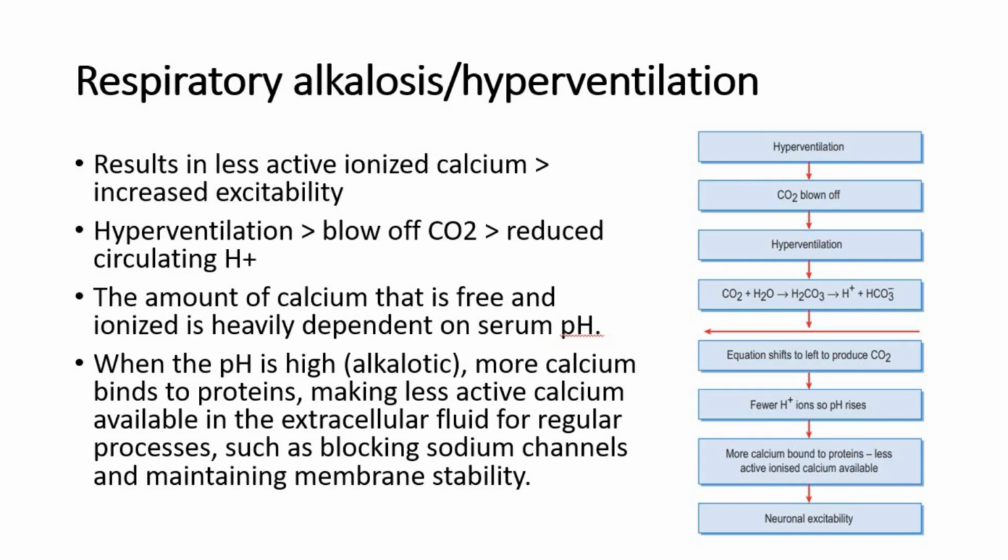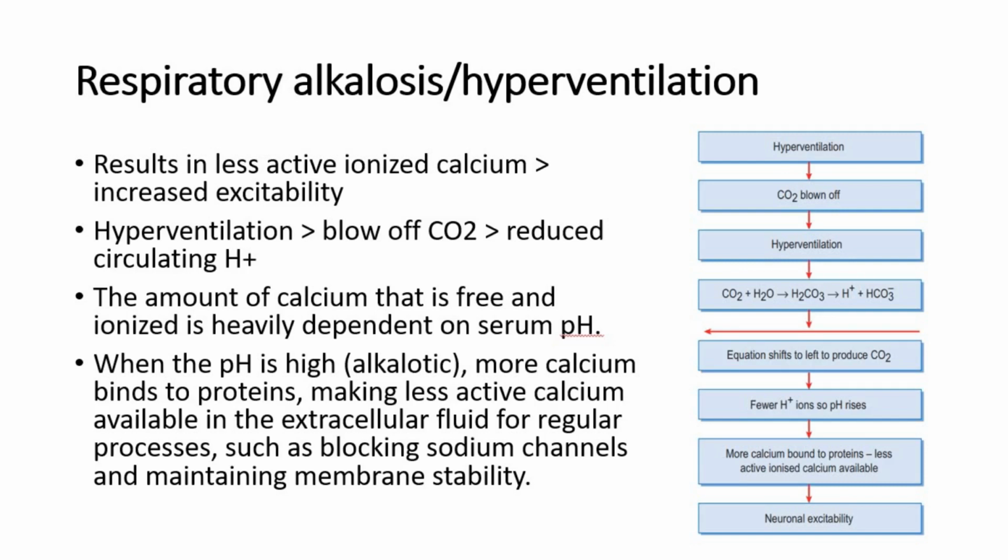Another condition is due to respiratory alkalosis or hyperventilation. Respiratory alkalosis and hyperventilation result in less active ionized calcium. It is the decrease in ionized calcium that causes increased excitability. Respiratory alkalosis most often occurs due to hyperventilation.